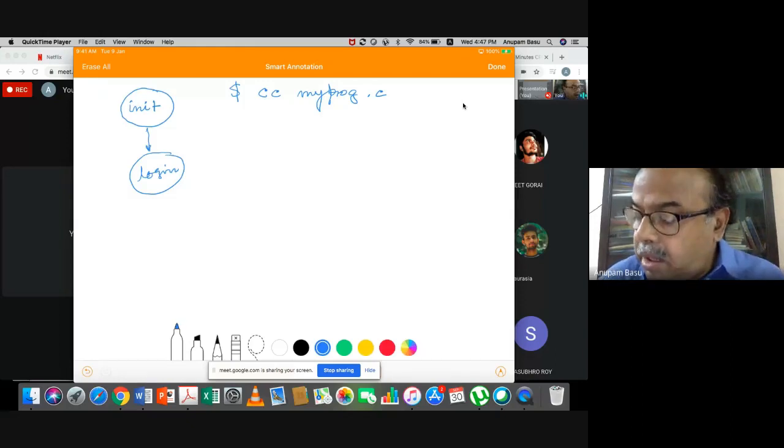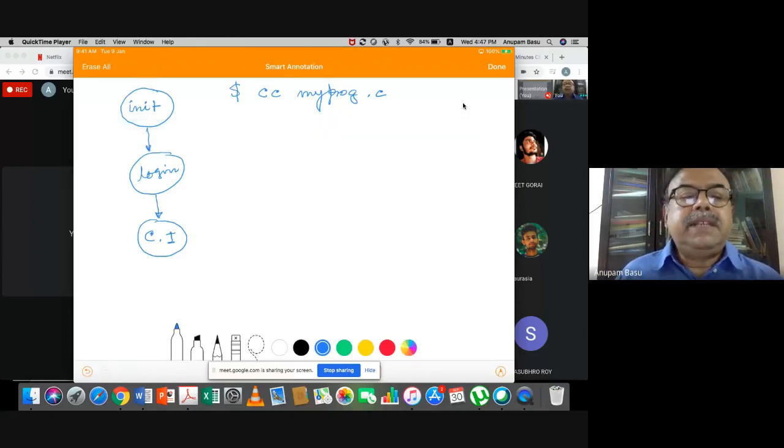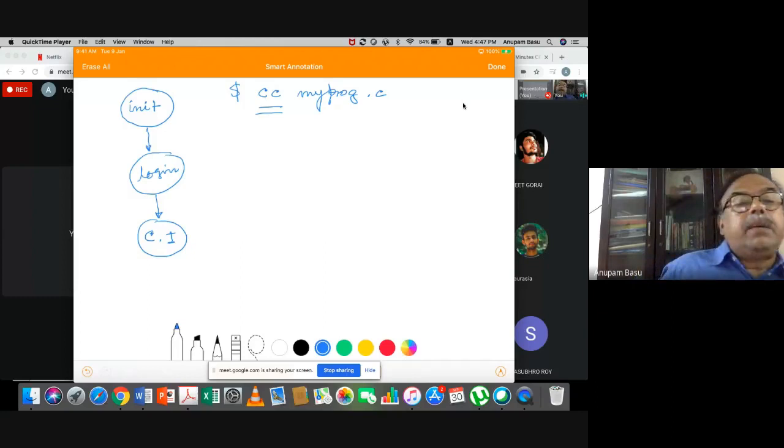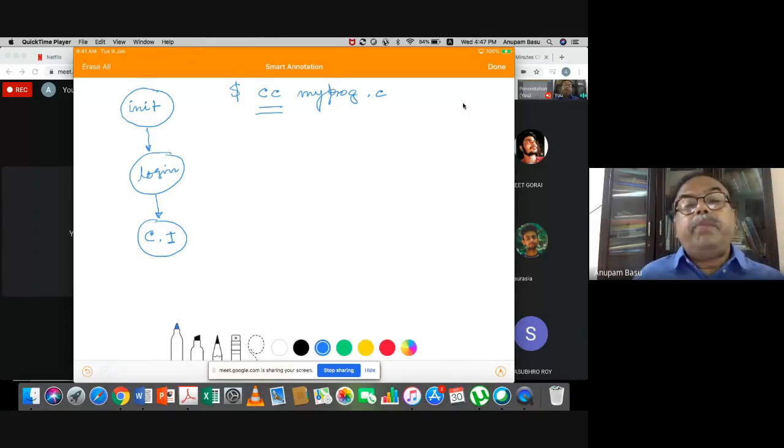So after login, the operating system is in a state which is the command interpreter state, CI for short. At that point it is waiting for the command. Suppose instead of cc, I had written PC or SC; that would carry some other meaning, if at all. Otherwise, it will be a bad command or file name, a meaningless thing. Otherwise, it's a meaningful thing, cc.